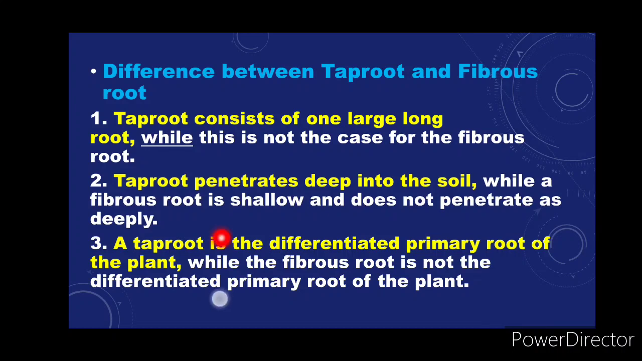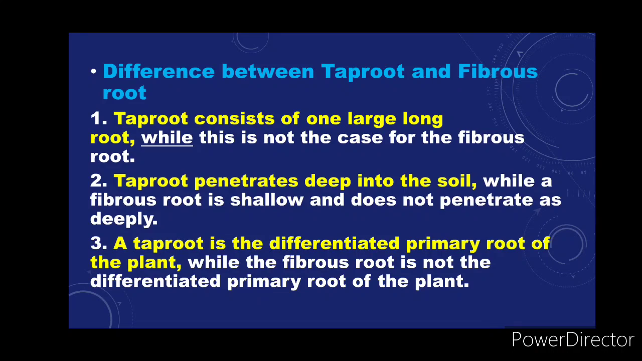Next is the third point. The taproot is a differentiated primary root of a plant, while the fibrous roots are not differentiated as a primary root. In the taproot, it is different from the other roots. You can easily identify the main root of the plant.